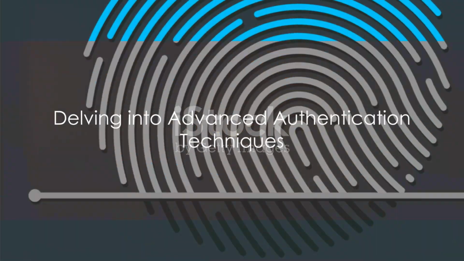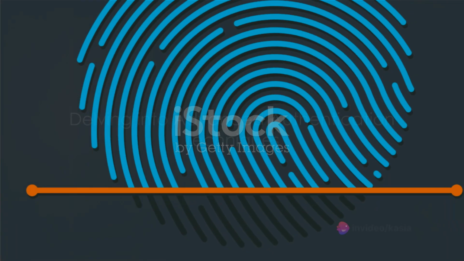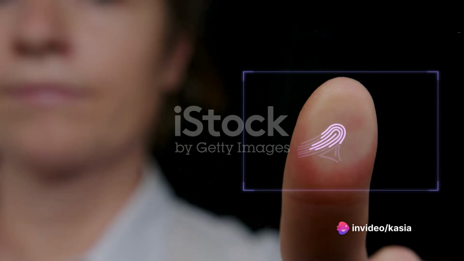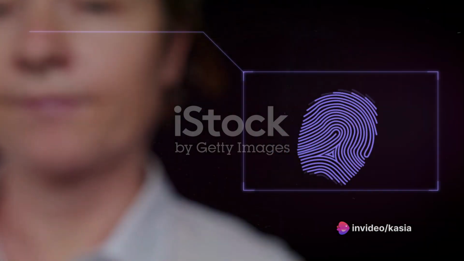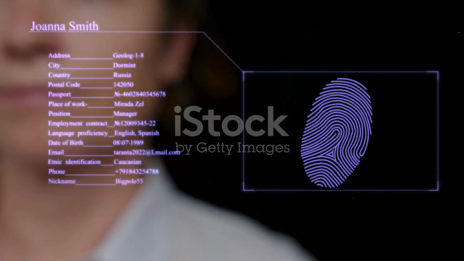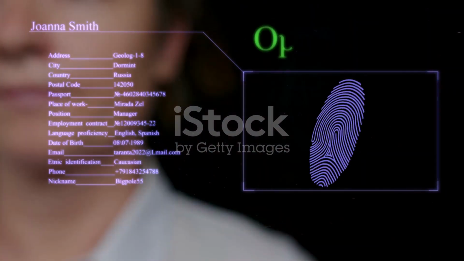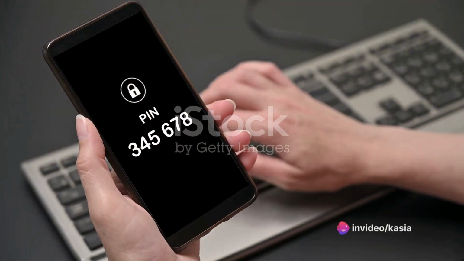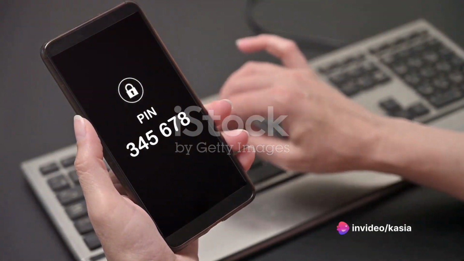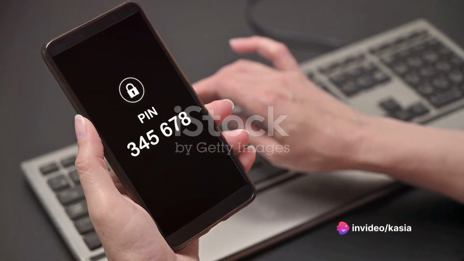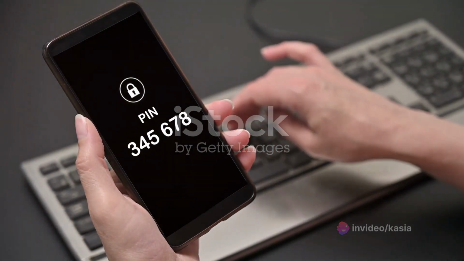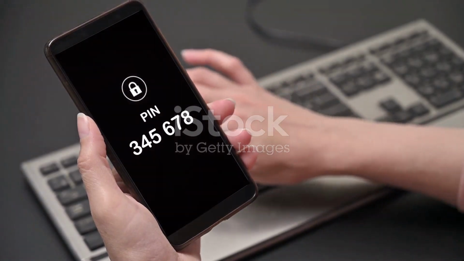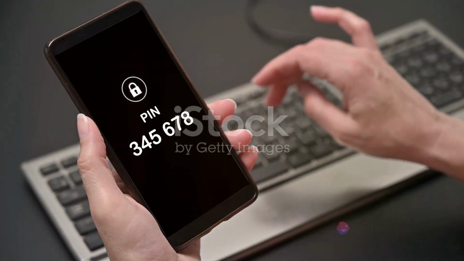Now, one might ask, what exactly are these advanced authentication techniques? Let's break it down. Authentication, at its core, is about confirming an individual's identity. Advanced authentication techniques elevate this verification process, reducing chances of identity theft and unauthorized access. One of the most common advanced techniques is two-factor authentication, often abbreviated as 2FA. As the name suggests, it requires two separate methods of identity verification. Think about it like a double check.